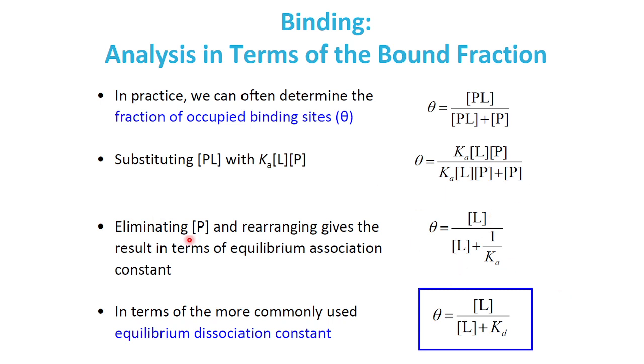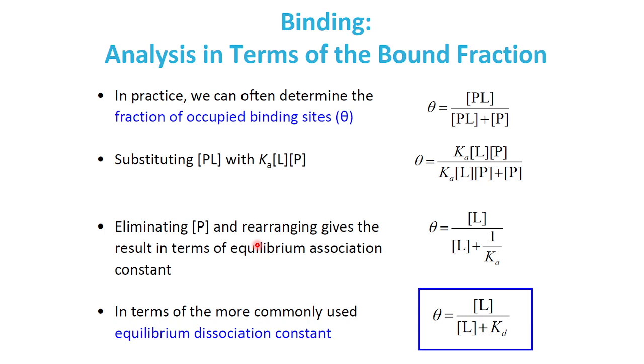So now when you are eliminating the protein concentration and rearranging, you get theta in terms of your equilibrium constant, that is your Ka, and your ligand concentration. So your theta equals your ligand concentration divided by ligand concentration plus 1 by the equilibrium constant.